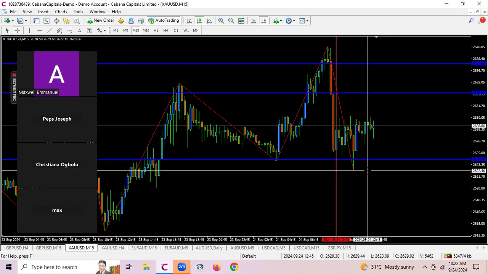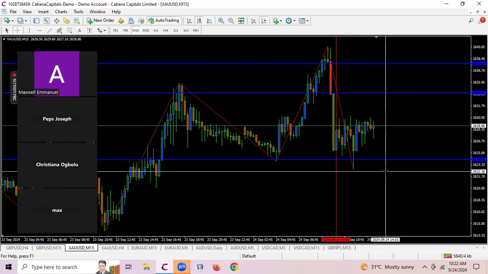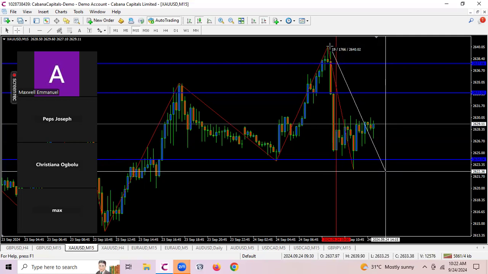Now, if price breaks, let's assume a candle closes below this level and we decide to sell, your stop loss must be the high of this candle. This is where you set your stop loss, which is 178 pips. That risk is very high. So are you comfortable taking 178 pips risk?